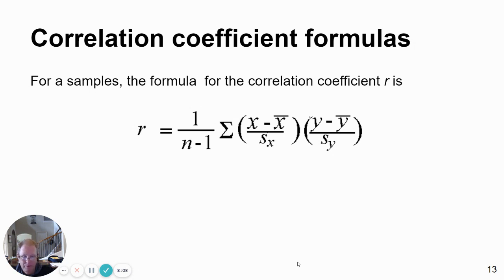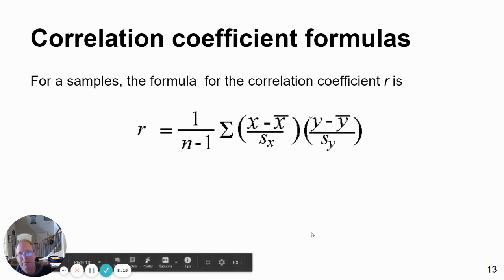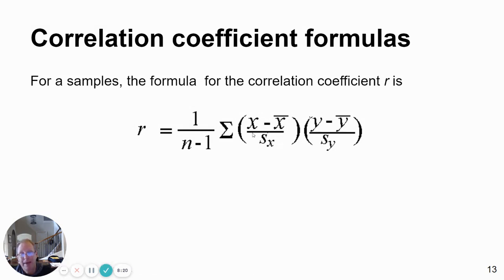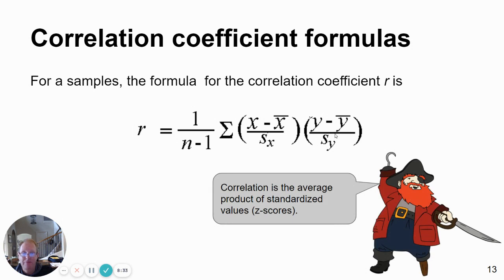Now, a couple of things that I want you to note. The correlation is based on z-scores, so units don't matter. What do I mean by that? Here is the z-score for the x-coordinate, and here is the z-score for the y-coordinate. That's why I write here that the correlation is the average product of standardized values, z-scores. So correlation is based on z-scores, so units don't matter.